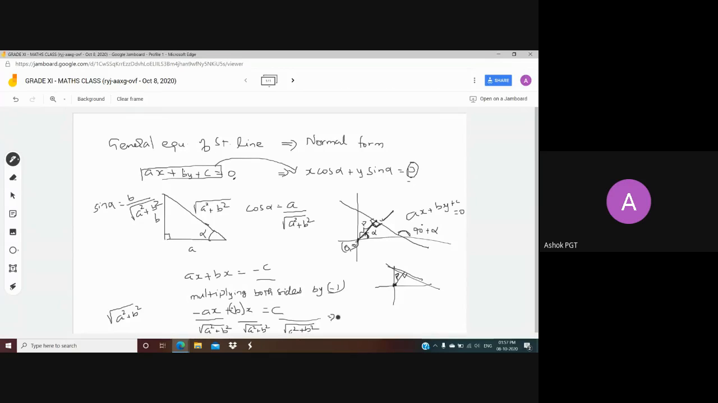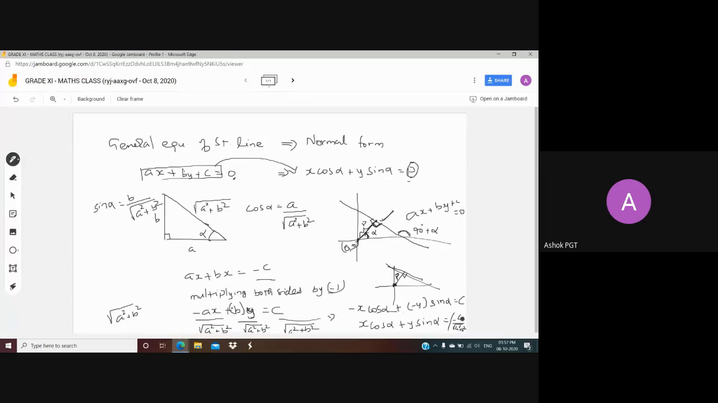So, minus x cos alpha minus y into, in place of b divided by square root of a square plus b square, I can substitute sin alpha, which is equal to c. Now we have minus sign on both sides. So I am multiplying again by minus sign on both sides. So we get x cos alpha plus y sin alpha is equal to minus c divided by root over a square plus b square.